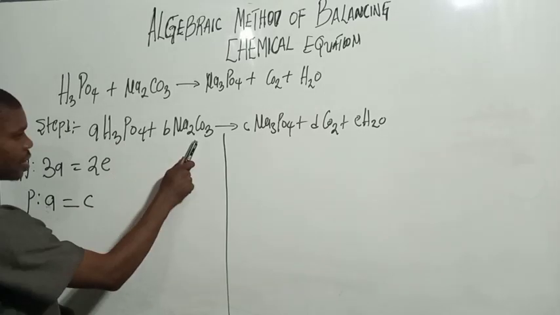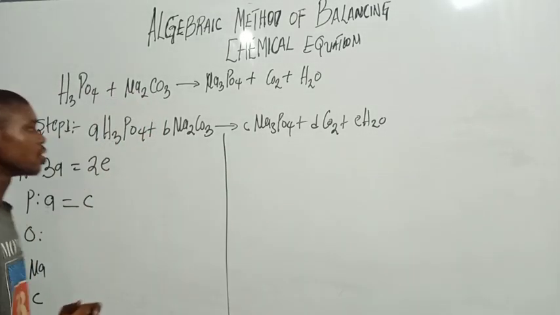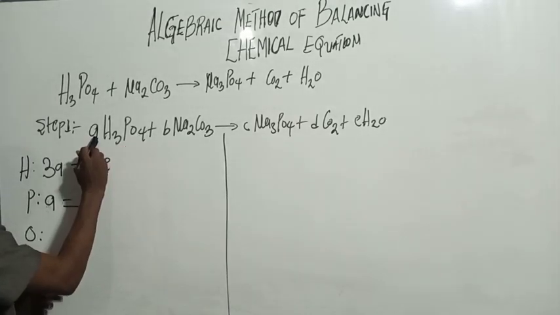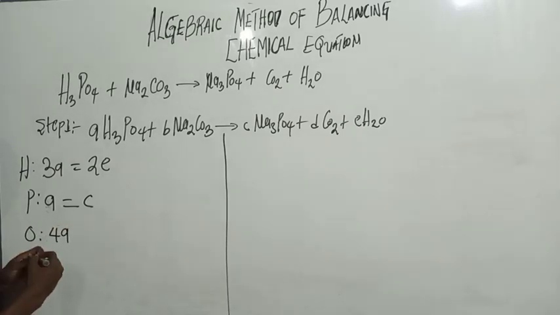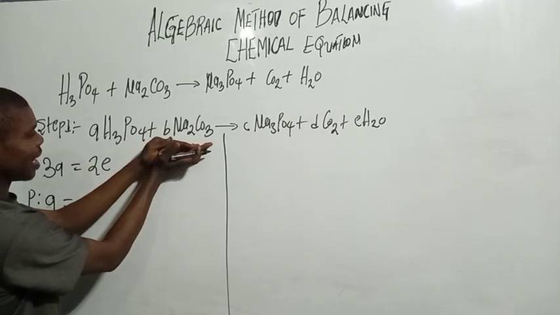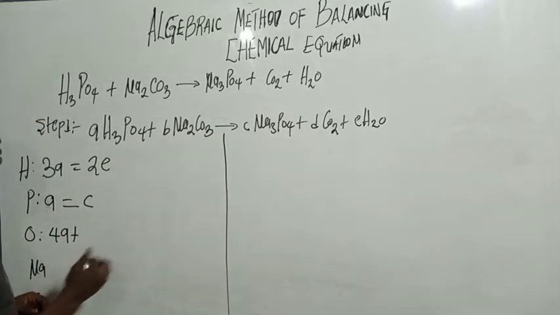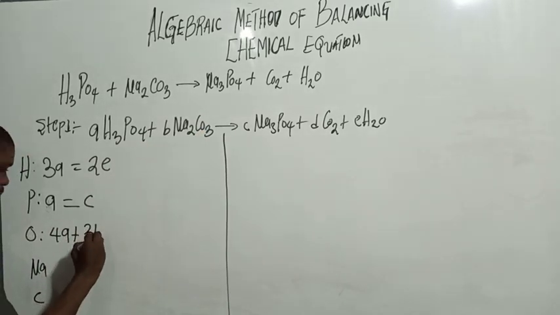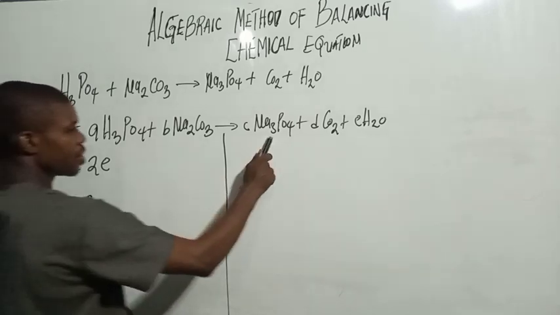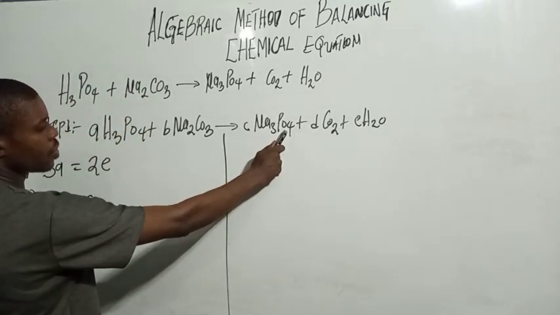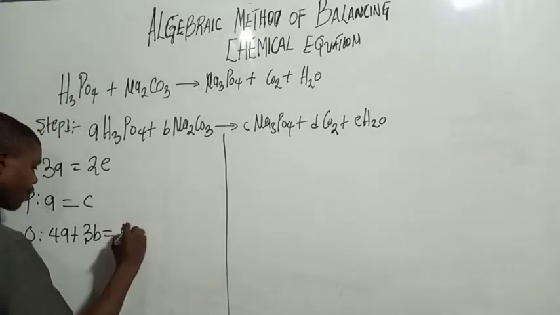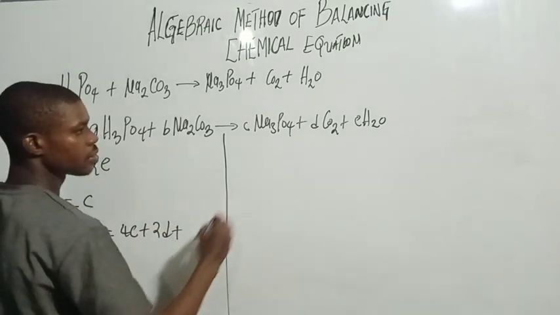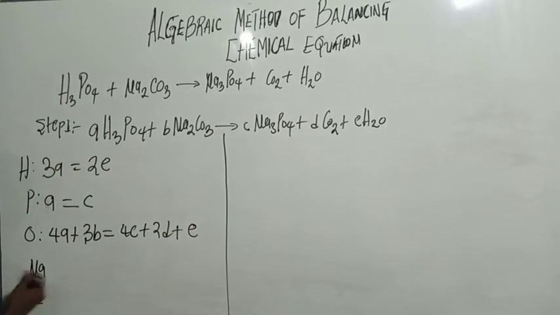Now I have oxygen here, and I have oxygen here. How many oxygen do you have here? Here we have 4 oxygen. So 4 times A is going to be 4A. Since I still have the reactant side, it's going to be plus. How many oxygen do you have here? Here we have 3. 3 times B is going to be 3B equal to. Here I have oxygen. How many oxygen do you have here? Here we have 4. 4 times C is going to be 4C plus 2D plus E.